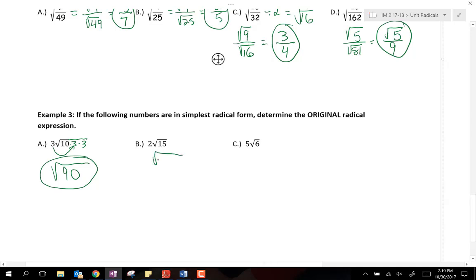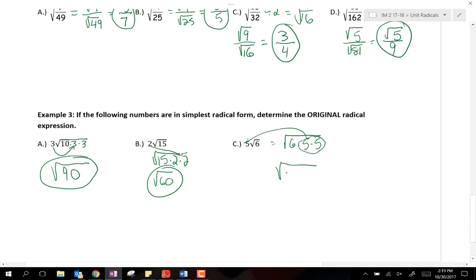So same thing with this one, 15, and then a pair of 2s, which gives me 60. And the last one, 6 and 5 times 5. And that pair goes with that. So we multiply together, we get 150. And that's how you simplify radicals.